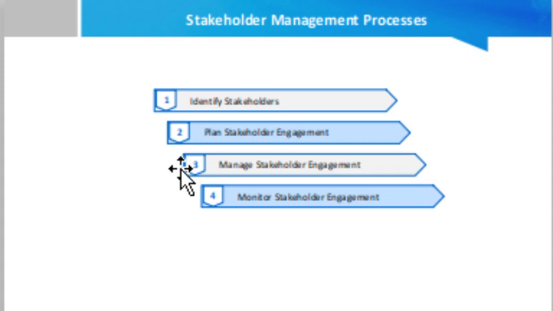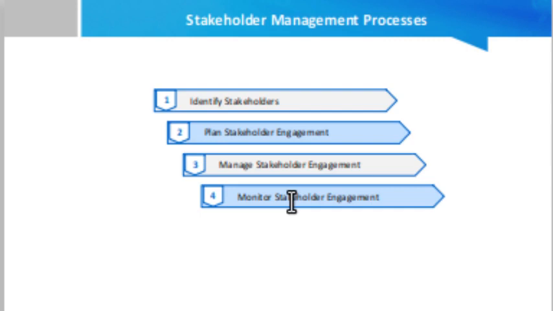So friend, it is important to understand that controlling or managing stakeholders is very important, because if you are not managing the stakeholder engagement, obviously the project will go off track as well. The next process is monitor stakeholder engagement. Monitoring again is a controlling and monitoring part.